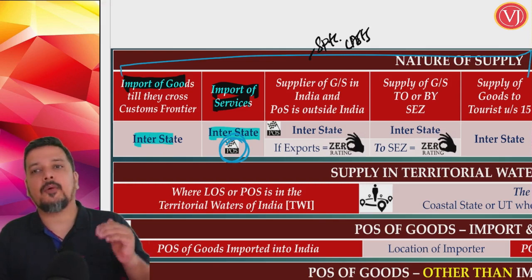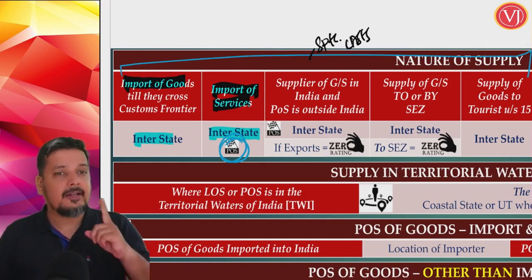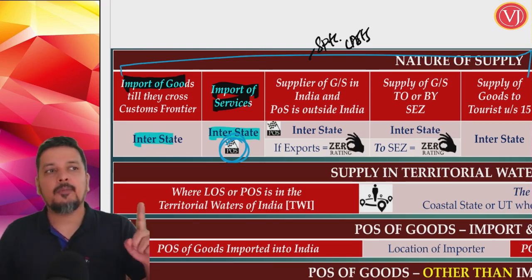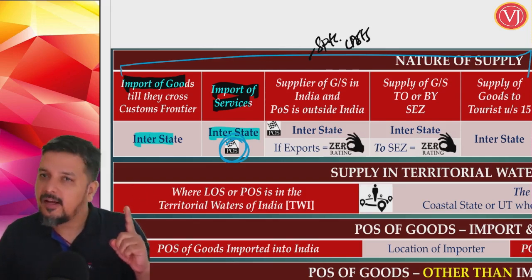Outside India, in USA to India, inter or intra? Whether it is goods or services, import of goods or import of services, it is interstate. Technical difference: import of goods attracts customs duty, the breakup of which is BCD, SWS, IGST. Import of service attracts IGST.